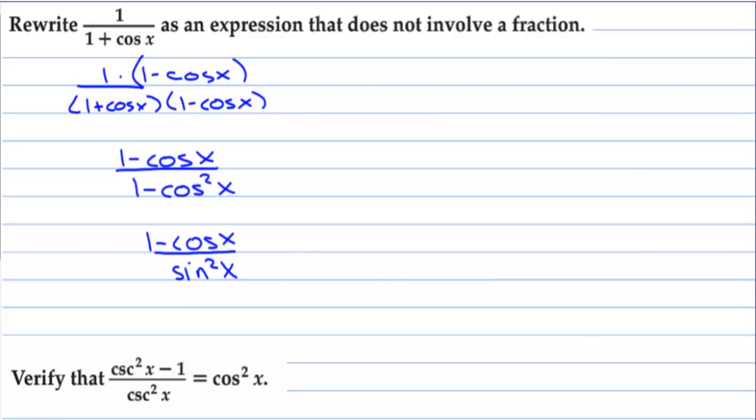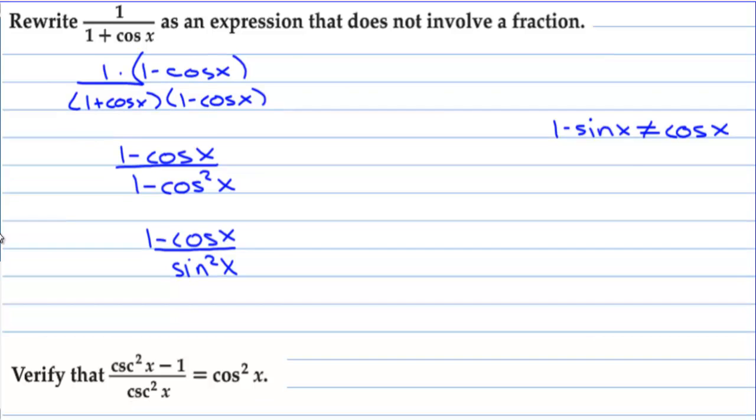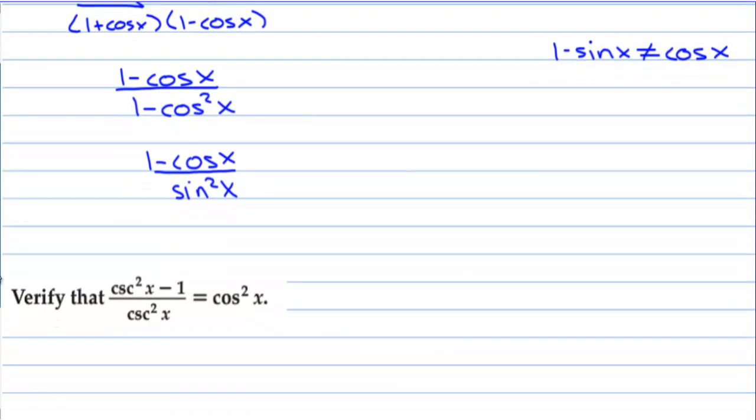Oh, by the way, on a side note, 1 minus sine does not equal cosine. It has to be squared. If it's just power of 1, that statement's not true. So if you see a 1 minus cosine, that is not sine. Can't do that. It's got to be squared. It's Pythagorean identities, they have to be squared.